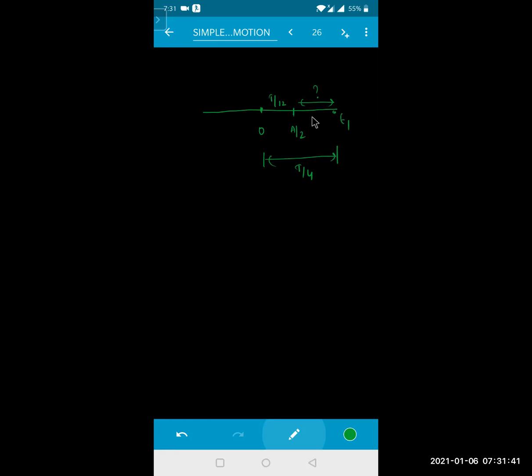Now in order to get this one, what will we do? This T by 4 minus T by 12. So I can say the time to go from x is equal to A by 2 to A is how much? T by 4 minus T by 12. So that will be equal to how much for me? T by 6. So this will be equal to T by 6. Very, very important application. So I got from here to here T by 12. Total time to go from mean to extreme is T by 4. So this T by 4 minus T by 12 will give me the time taken to go from x is A by 2 to A.